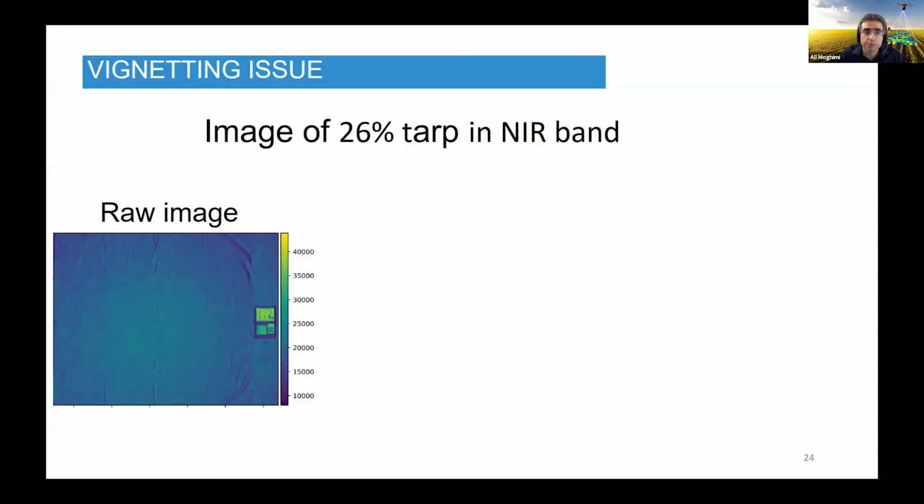The other issue is vignetting. This is a near infrared image, and you can see in the center, this is a TARP.